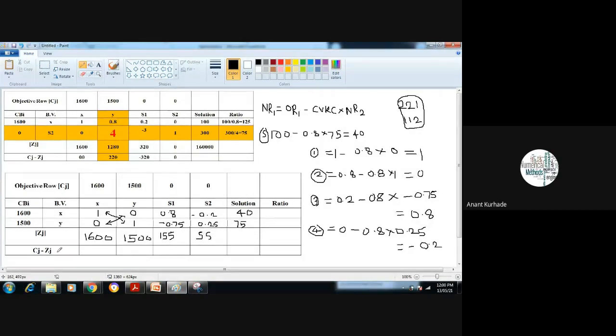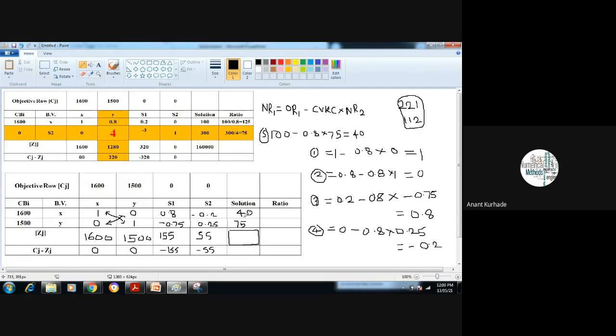Now tell me, what is Cj minus Zj here? Is it 0? Cj, this minus this, it is 0. Now, most important, 0 minus 155. Minus 155. Okay. 0 minus 55, it is minus 55. Tell me this answer. This answer is very important. This is your final answer.